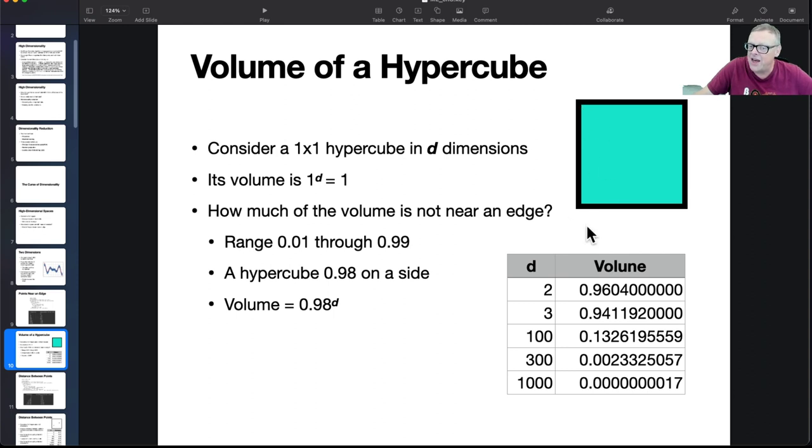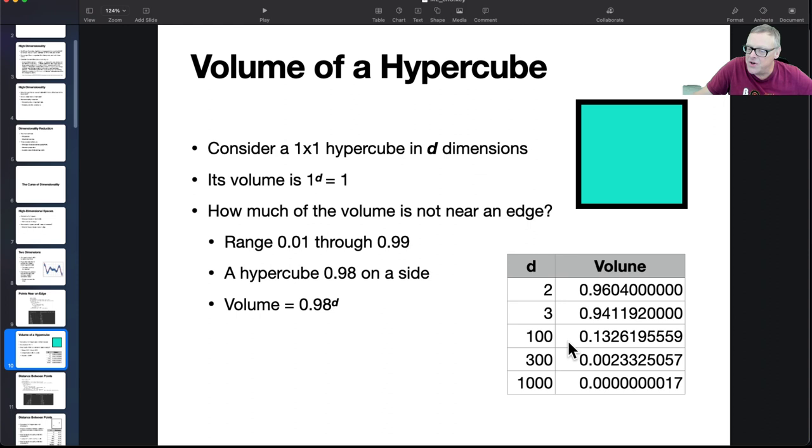And you can see it. The black area is near the edge. The green area is not near the edge. Most of it's near the edge. But the same thing happens if you consider 0.98 as the area not near an edge. Then the volume of the inside part is 0.98 to the d, where d is the number of dimensions, and that rapidly gets small.